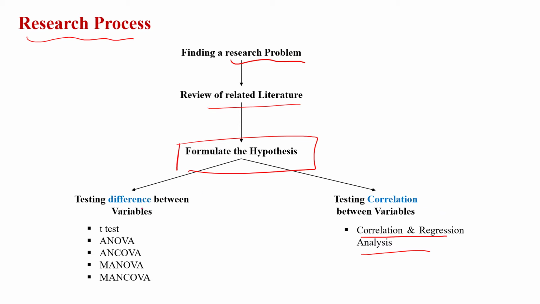Similarly, if you want to check the difference between the variables, then we can go for the testing of hypotheses. For example, if we want to check whether male and female are equally good in the mathematics score or not, we want to check the difference between the male and the female. In such a case, we can apply the t-test. Similarly, there are situations when we can apply ANOVA, ANCOVA, and so on.